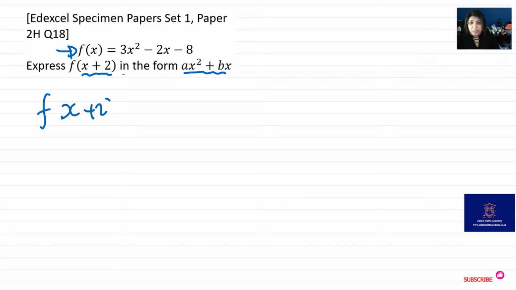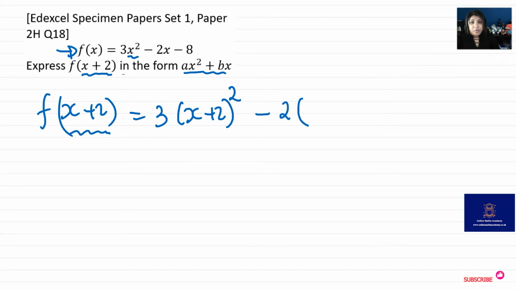f(x plus 2) then is going to be 3. Wherever there is x, you're going to put this value. So x plus 2, what do we need to do? We need to square it because we have x squared here. Take away 2 and then put in that value again because that is my input. So x plus 2 and then take away 8.